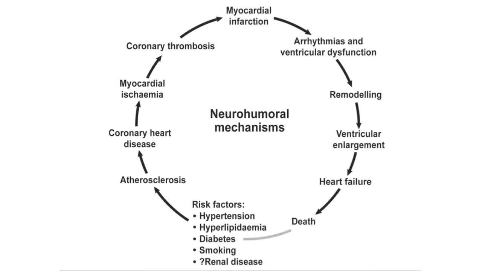Although not always precise, this model provides an excellent depiction of the progression of acquired cardiovascular disease in adults. The individual typically begins with risk factors, including hypertension, hyperlipidemia, diabetes, and smoking, which then progresses into atherosclerosis, which progresses to coronary heart disease, then myocardial ischemia, then coronary thrombosis, which progresses to myocardial infarction, which produces arrhythmias and ventricular dysfunction, which results in remodeling of the heart and ventricles, which leads to heart failure and ultimately death. The driving force of this process is a variety of neurohormonal mechanisms.